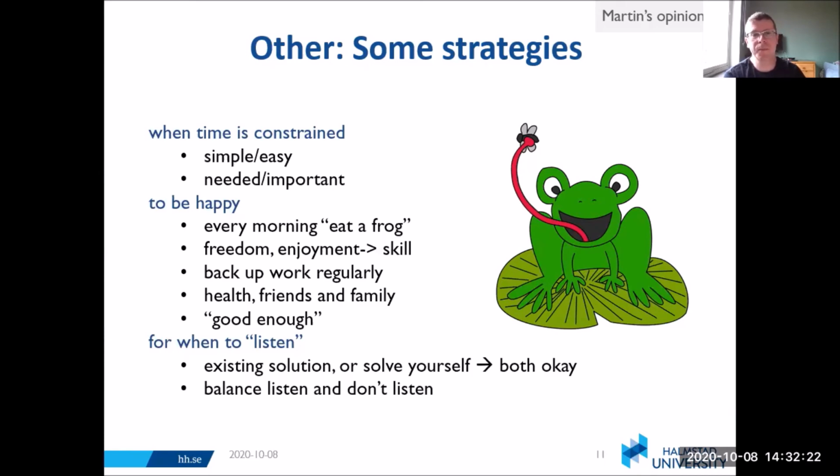For when to listen. In research, you can often look at what other people have done and use something simple that they just use. Or you can solve problems yourself and maybe you find a better solution that other people haven't considered yet. Both are good. It depends where you want to put the focus of your effort because we only have so much time. Balancing listening and not listening is an interesting concept to me anyway.